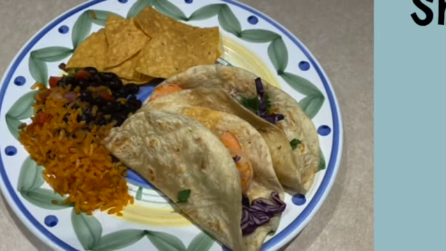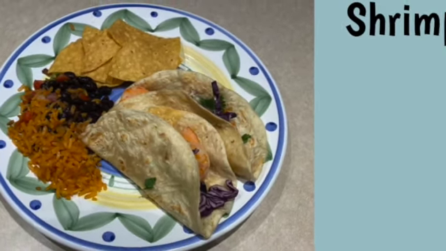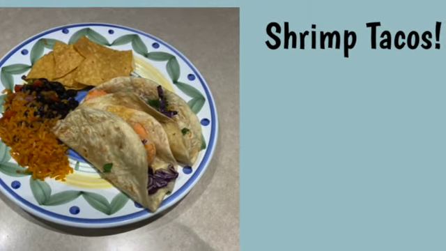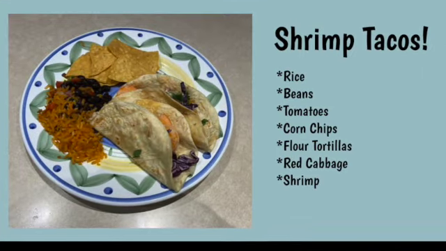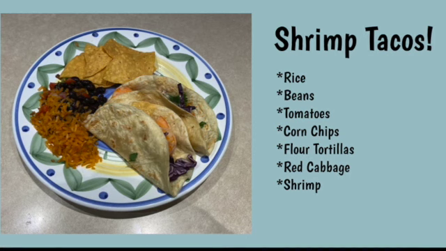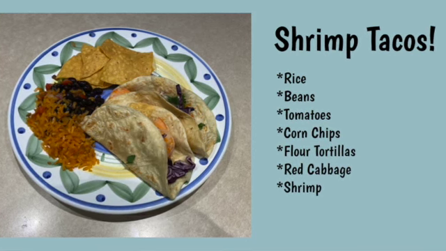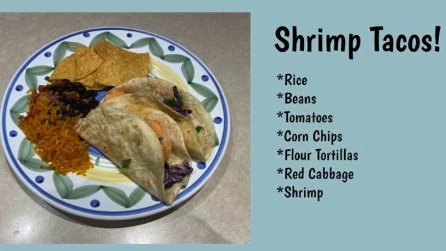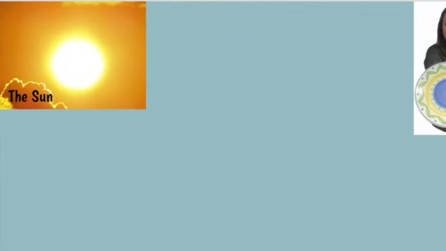My dinner tonight is from one of my favorite local Mexican restaurants, shrimp tacos. Yum! In looking closely at my dinner, I can see that I have rice, beans, tomatoes, corn chips, flour tortillas, red cabbage, and shrimp on my plate for dinner. We are going to discover the energy flow of my dinner. Let's start with our primary energy source, and that is the sun.